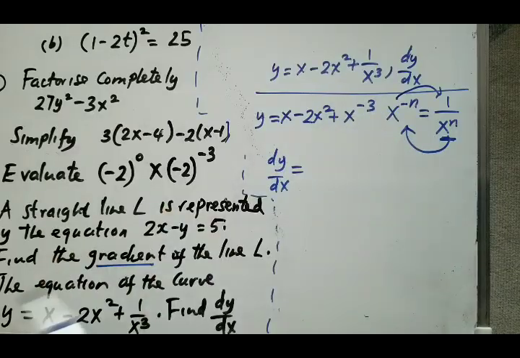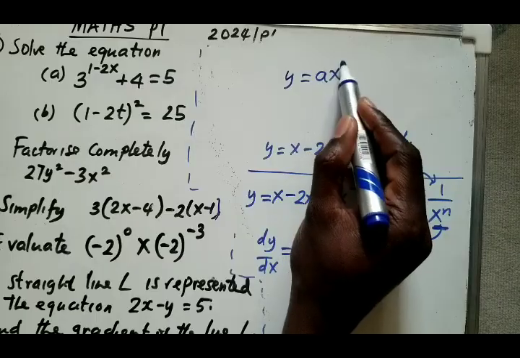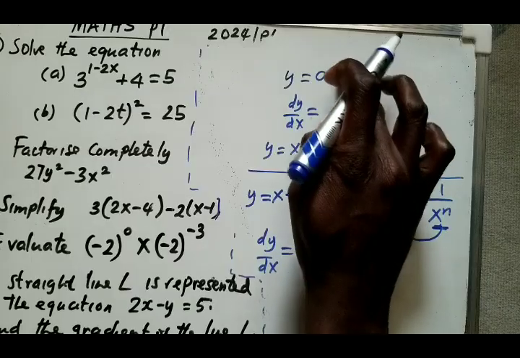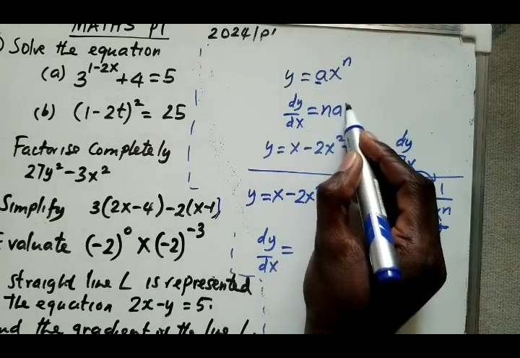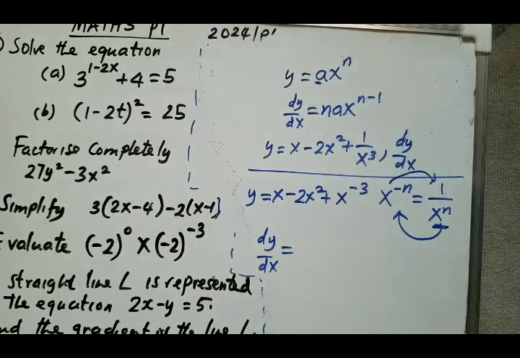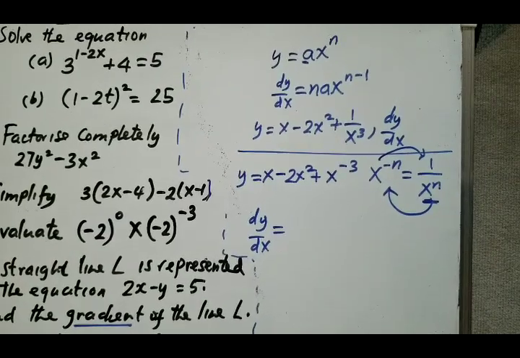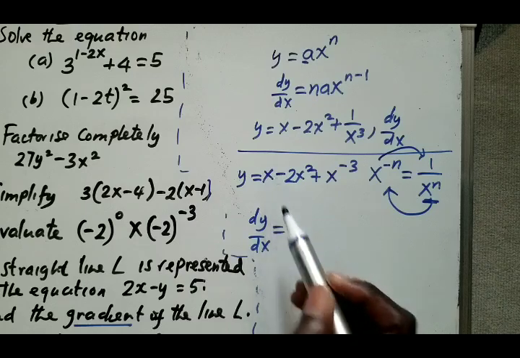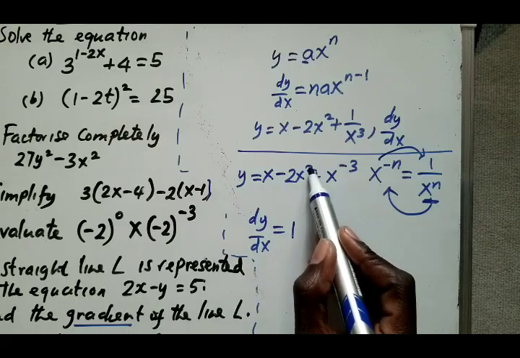Otherwise, that's where people have challenges. Remember, when you're finding dy over dx, may I simply remind you, if you have got y is equal to ax raised to the power n, and you want to find dy over dx, it's the power n that multiplies by the coefficient in front, na, then the power should always reduce by 1. That's the key idea when we are differentiating, finding the derivative. So if you have just the letter, it will become just 1. Then this will be 2 times.